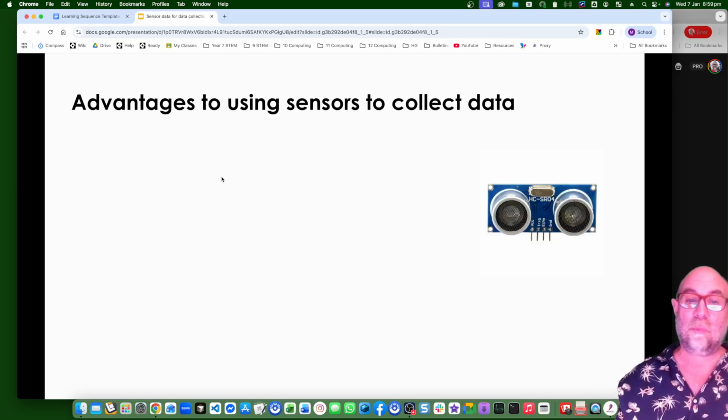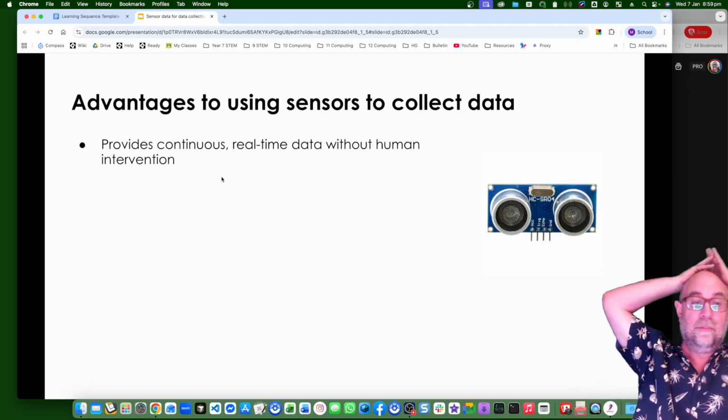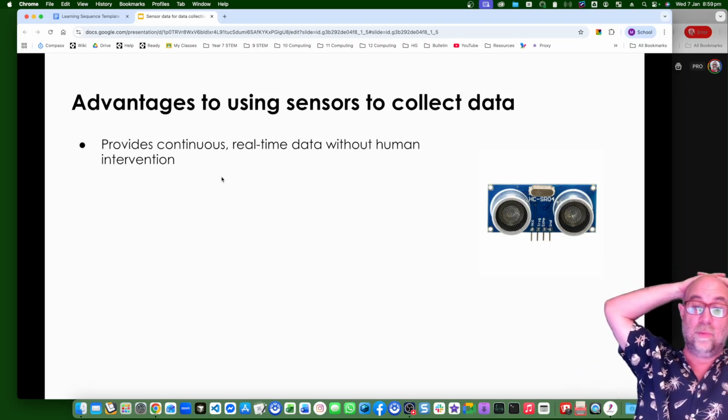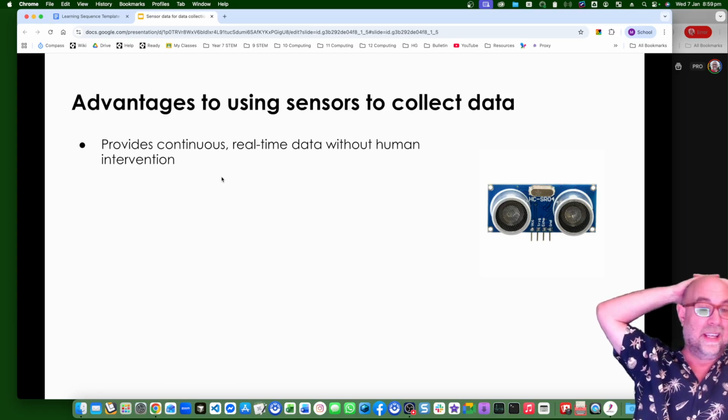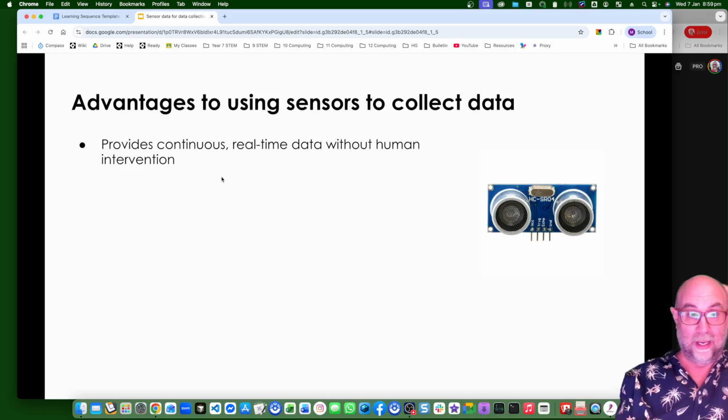So, when it comes to the advantages, I was going to edit down this list, but there's just so much on it. It can provide continuous and real-time data without human intervention. If not actually real-time, then pretty close to real-time. Like you might have a 15 or 30-minute delay, but in the history of data, that is incredibly quick.